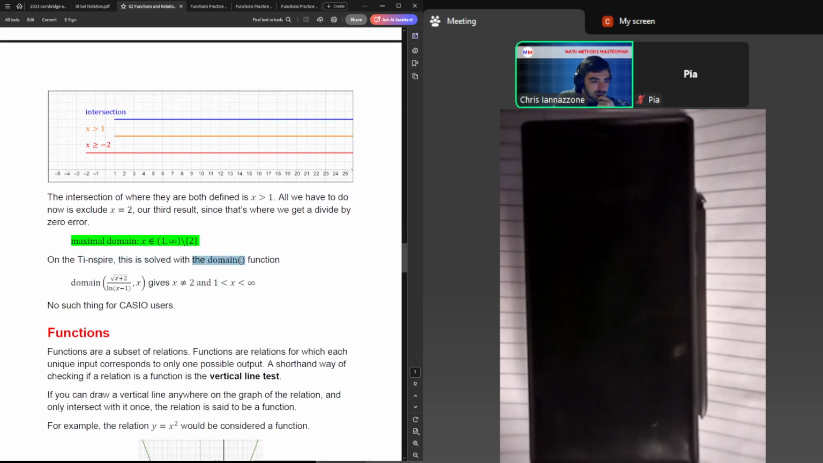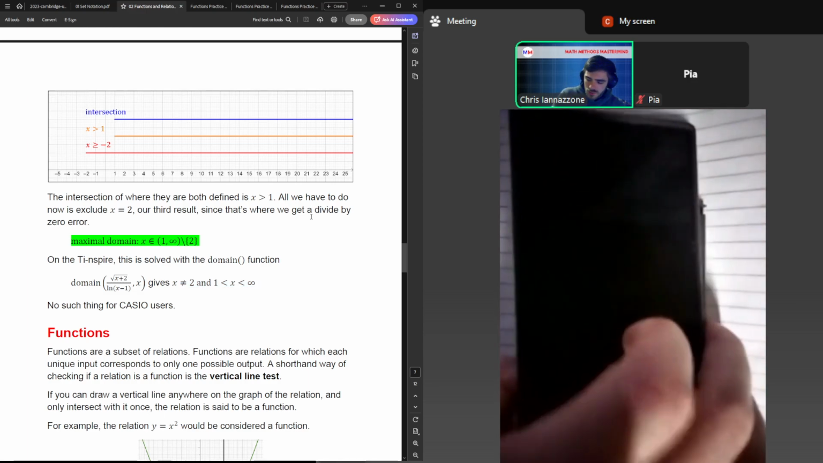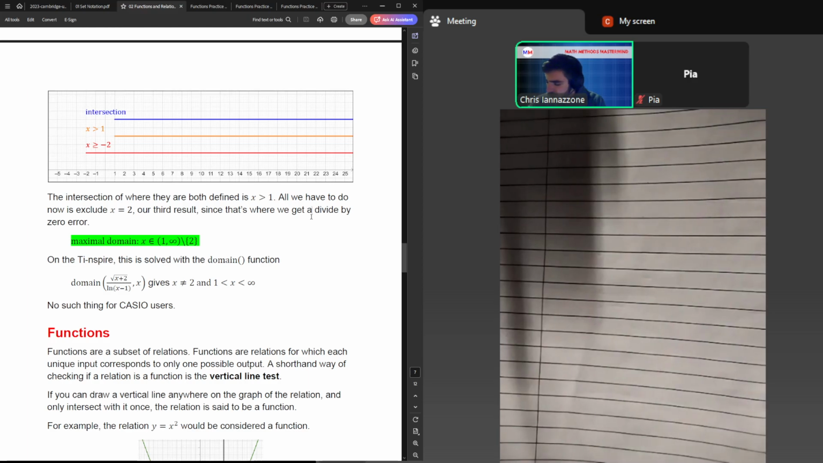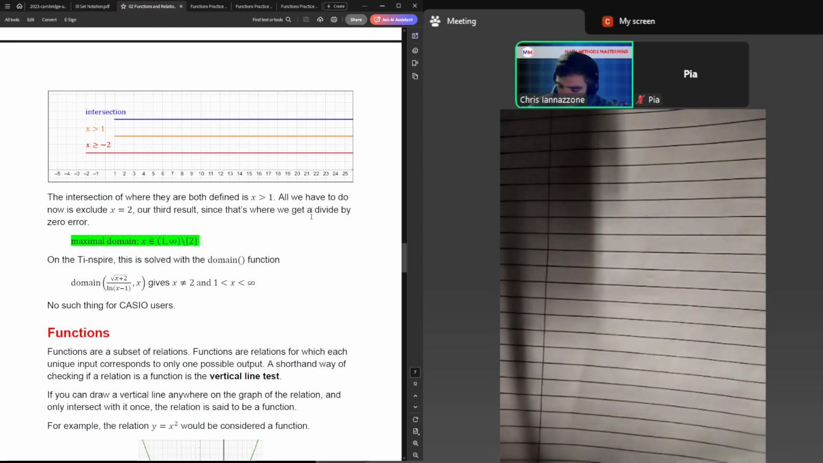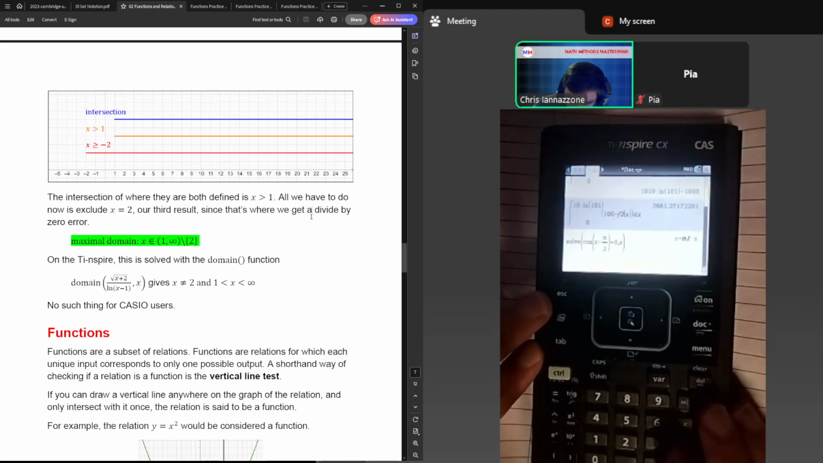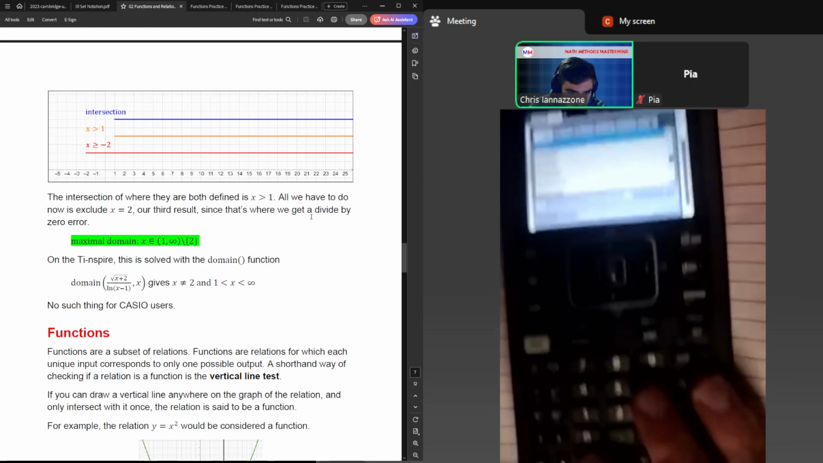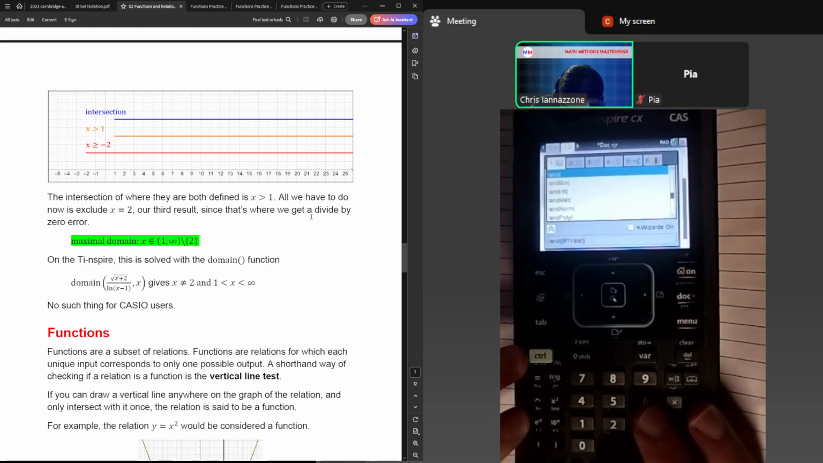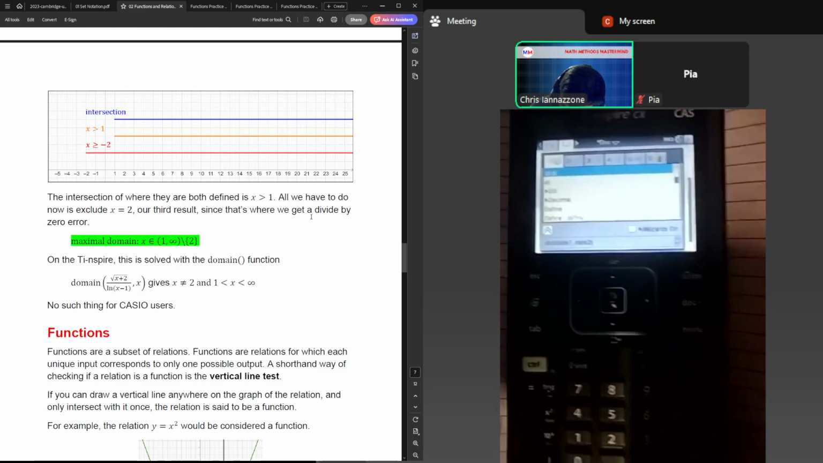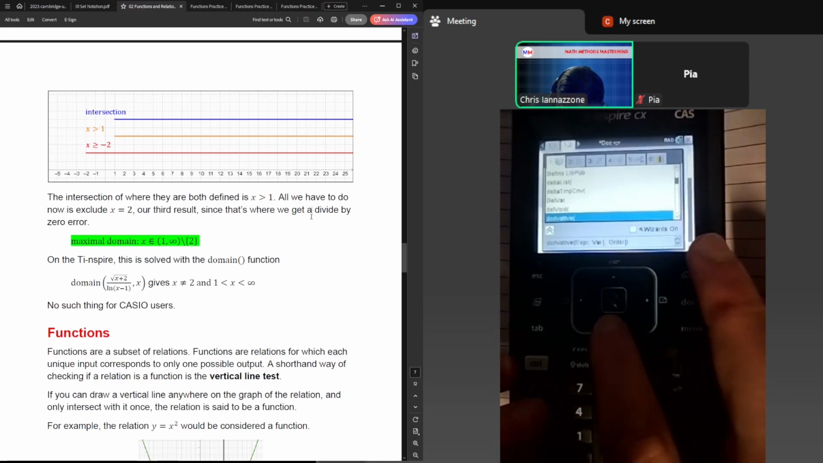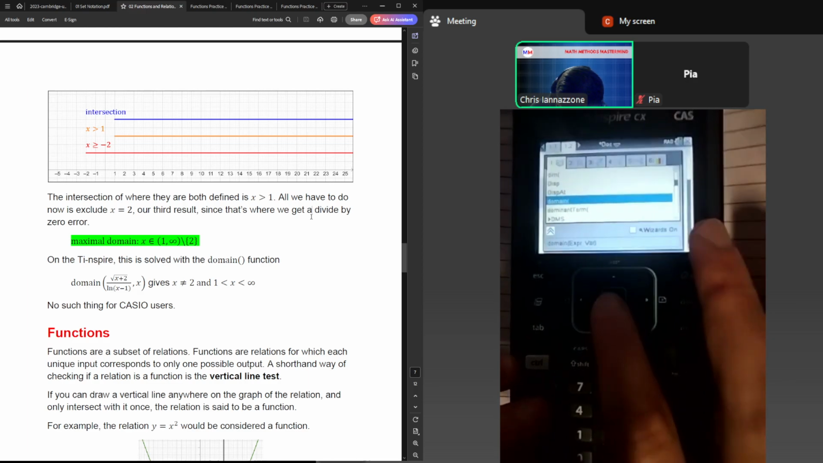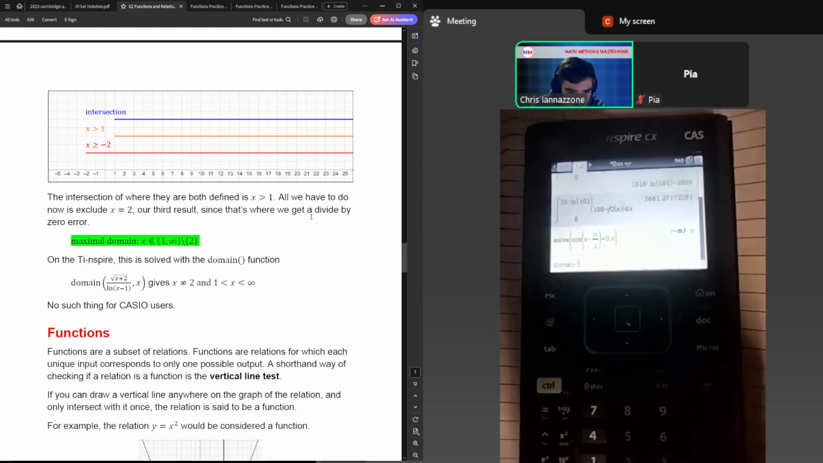TI Inspire users actually can just flat out use the domain function. You literally just type out the function, comma x, and that will give you this specific notation here. I don't know if there's a nice navigation for it. There's no menu to be done. I believe you just got to go in the book icon. So there's this book icon here, and if you just click the letter D, it'll take you to all the D functions. And then from there, just scroll all the way down until you see the word domain, which is that. And then you put in whatever function you want to put in there.